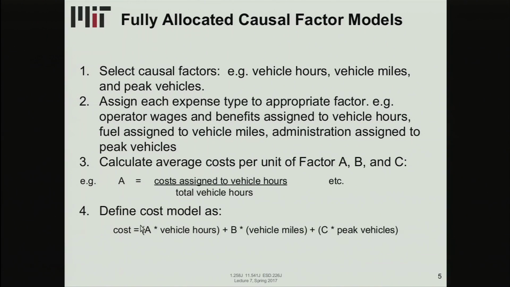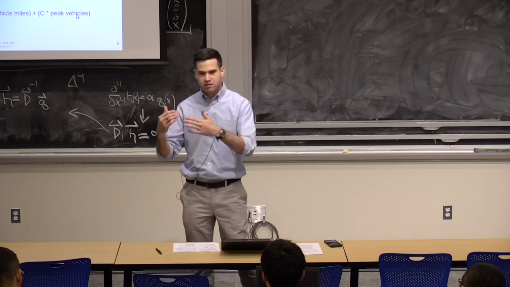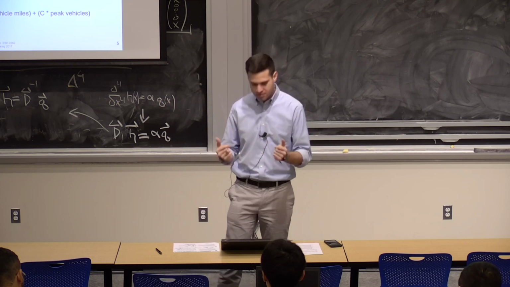So if you plug in the number of vehicle hours, vehicle miles, and peak vehicles that you used to estimate this model, then you're just going to get the total cost of operations on the same period that this data came from. But more interestingly, if you are considering expanding service, and that will increase vehicle hours, vehicle miles, and peak vehicles, then this model will work in some ways to forecast what the total cost will be after you grow your agency, right? So this is one application of this simple model.